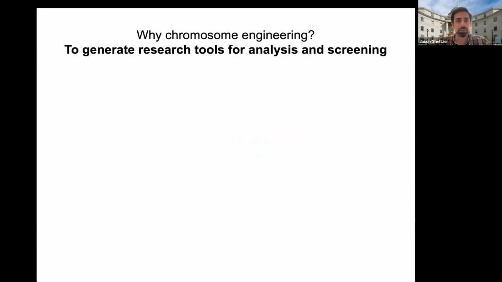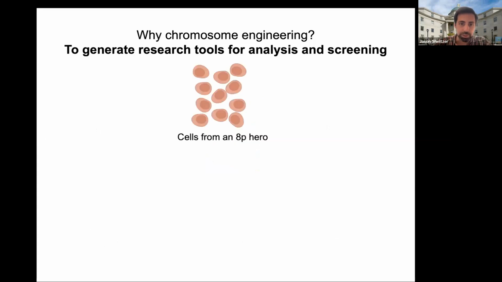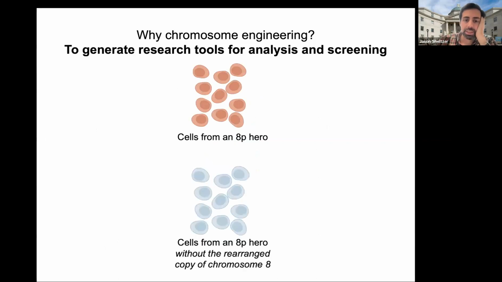So another potential solution to this problem would be to use chromosome engineering. Let's say that we had cells from an 8P hero, and let's say that we had the technical ability to take those cells and eliminate the rearranged copy of chromosome 8. In that circumstance, these cells would be genetically identical. They would be totally the same in all regards. They would have the same mutations, the same genetic background. The only difference would be that one set of cells has a rearranged copy of chromosome 8, and one set of cells does not.